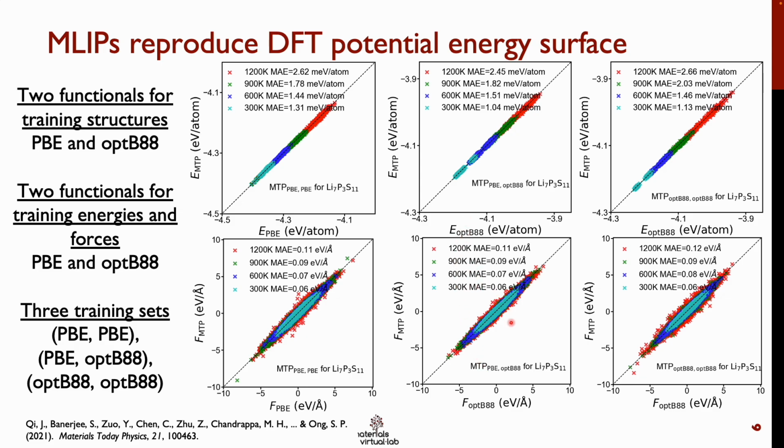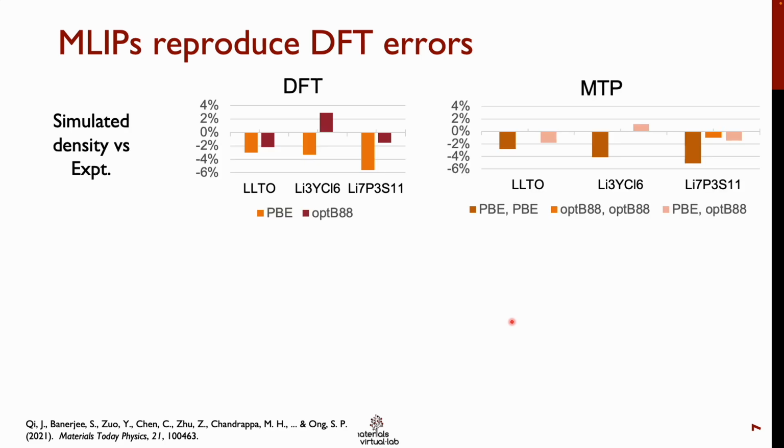So we continue the verification by comparing the relaxed lattice parameters with the experimental result. On the left plot, we can see that for LLTO, those two functionals perform comparably in terms of the density compared with the experimental result. While for LYC and LPS, we can see that PBE underestimates the experimental density, while OPTB88 has a more accurate result in terms of matching the experimental density.